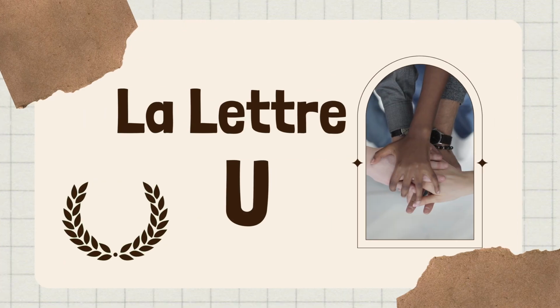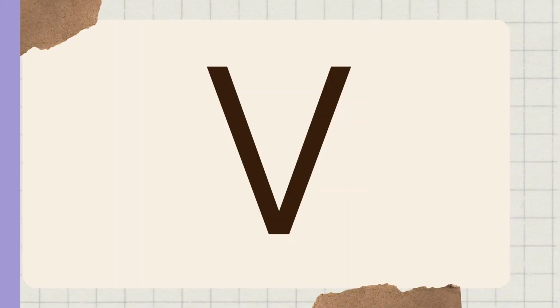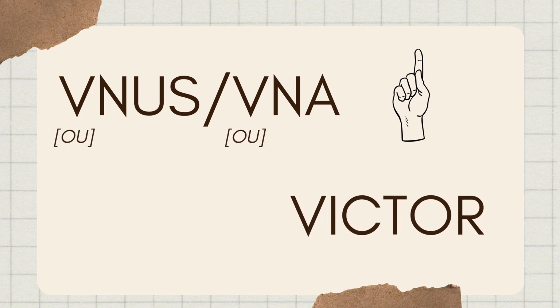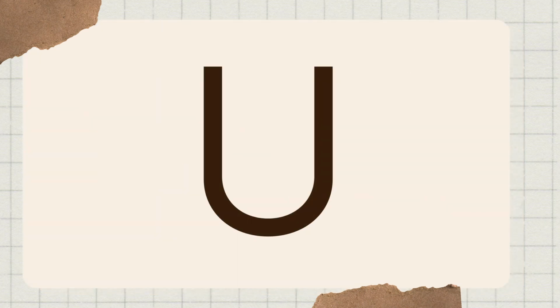The letter U. The letter U made its appearance rather late in the Latin alphabet. Initially, it was represented by the letter V, as both shared a similar pronunciation. However, this pronunciation differed in certain words. At the beginning of the word unus, una, one in Latin, the V is pronounced as U. At the start of the word victor, victor in Latin, the V is pronounced as V. Doesn't it evoke the two fingers raised in a sign of victory? Therefore, this led to the necessity of creating a new letter, the letter U, to differentiate these two pronunciations.